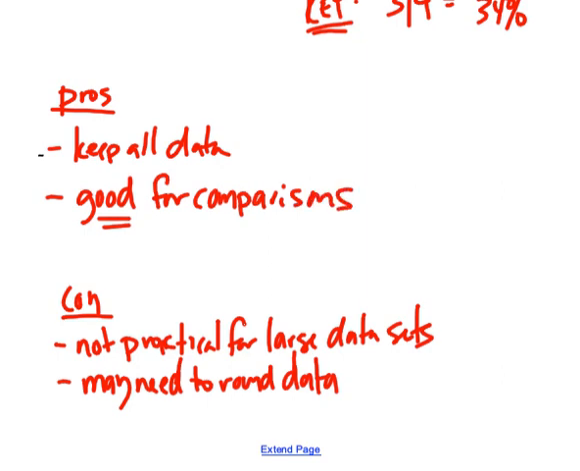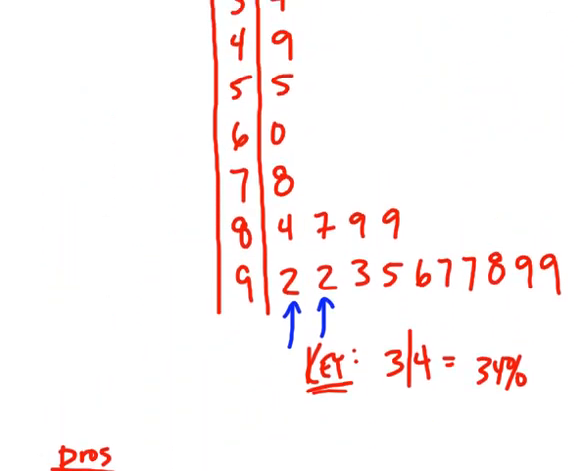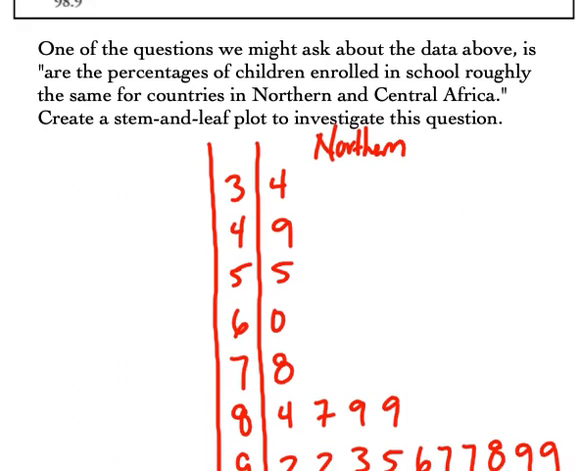And that's kind of the second part of what we need to talk about with the stem plot, this idea of doing a back-to-back stem plot. So what we'll want to do here is put one over here for Central. And for the Central African countries, we like to put those back to back so that we can compare the numbers a little bit more efficiently.